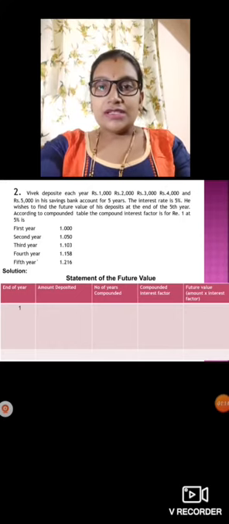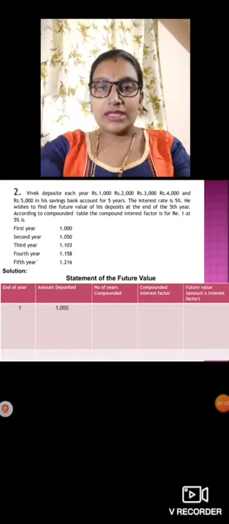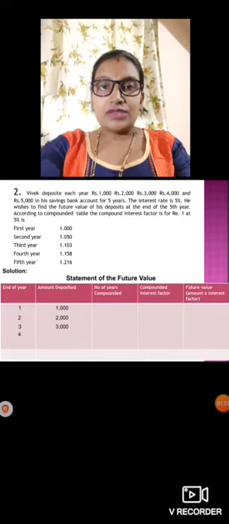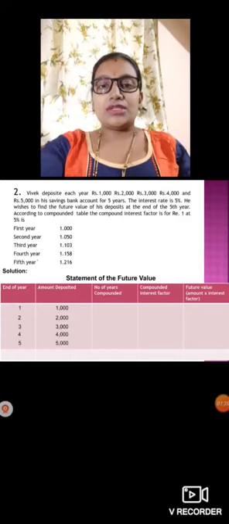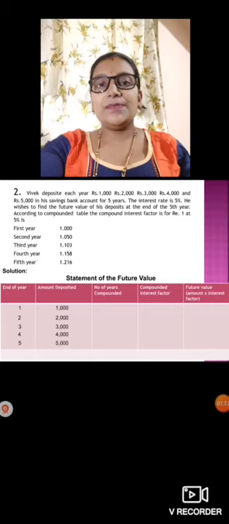So first year, how much he deposited? 1000. Second year 2000. Third year 3000. Fourth year he deposited 4000 and fifth year he deposited 5000. Okay, total 5 years he invested 1000, 2000, 3000, 4000 and 5000.